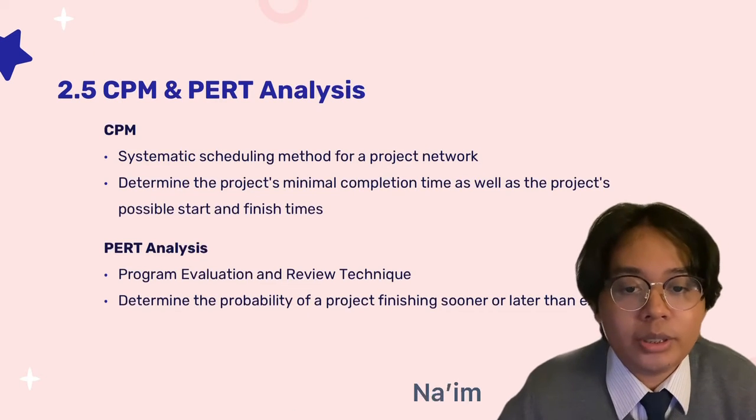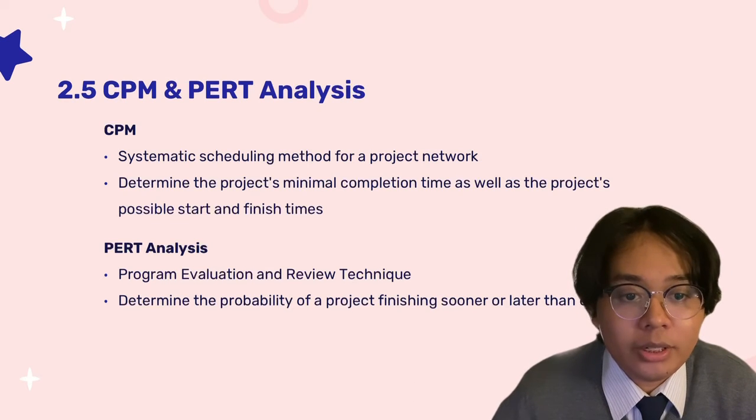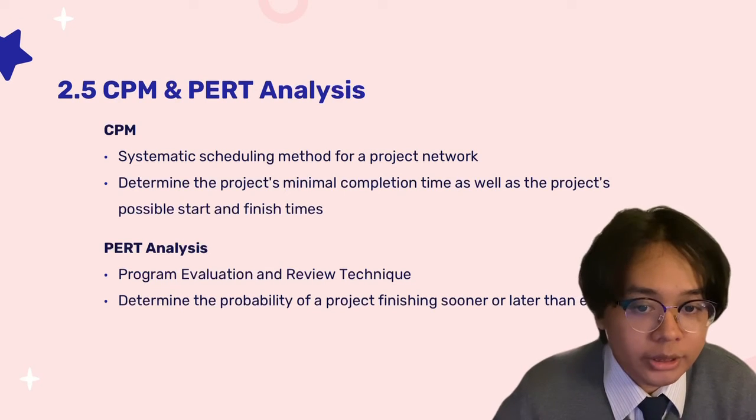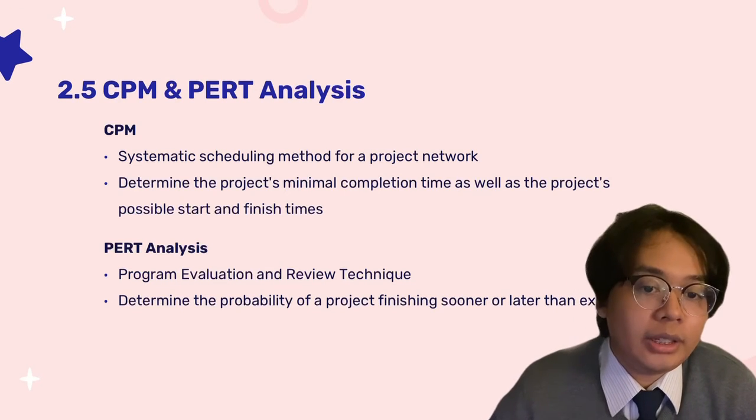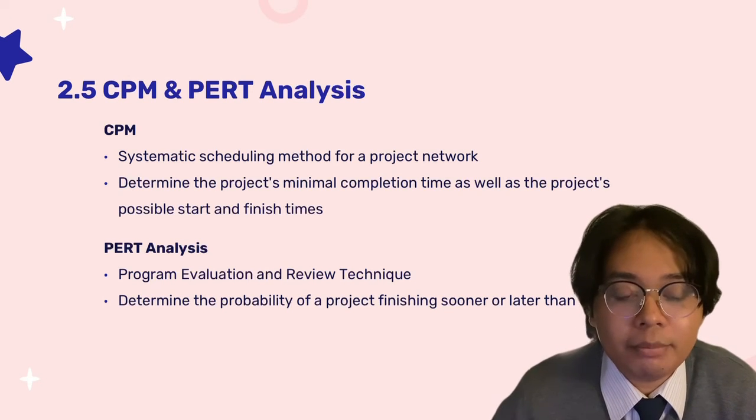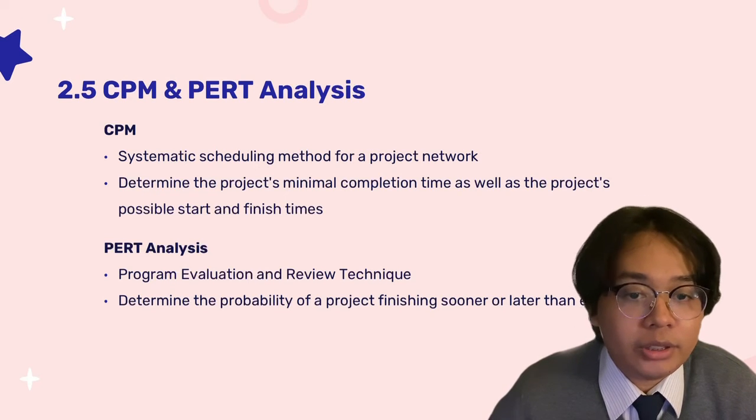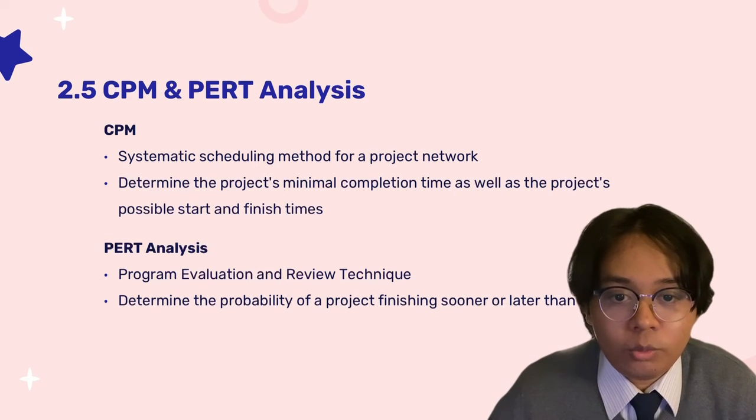Next, I will talk about CPM and PERT analysis. CPM is a systematic scheduling method for a project network which involves a forward path, a backward path, float calculations, and identifying critical activities. This method is used to determine the project's minimal completion time as well as the project's possible start and finish times. So, what is PERT?